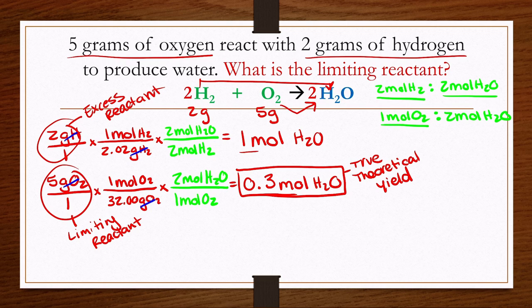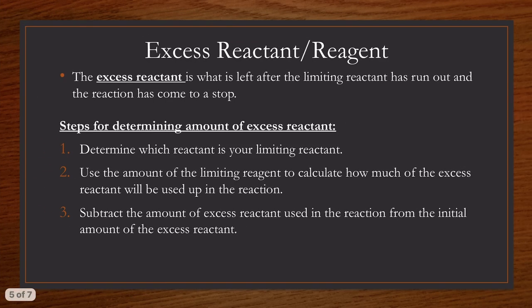All right, so now let's go ahead and talk about the excess reactant. This is what is left over after the limiting reactant has run out and the reaction has come to a stop. So it's the one that we don't run out of during a chemical reaction, the one that we have left over. And the way that we determine this is first, we have to use stoichiometry to determine which reactant is our limiting reactant, just like we did in that previous example, where we determined that oxygen was limiting and hydrogen was our excess reactant.